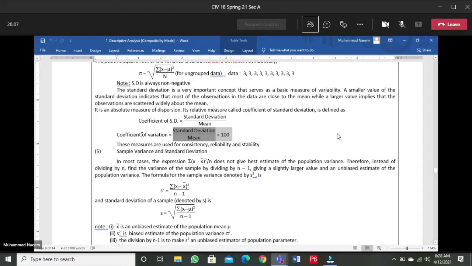As I already said, coefficients are used for the comparison of two or more data sets. Particularly, coefficient of variation is used for consistency, reliability, and stability of the system, of the building, of any construction, of any manufactured process or product, of any machine, or the consistency of a player.